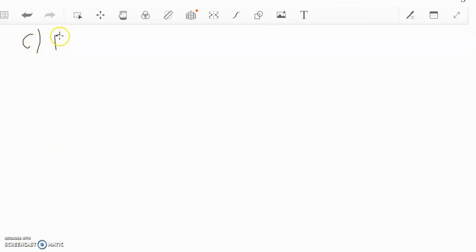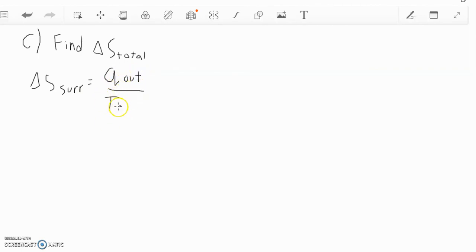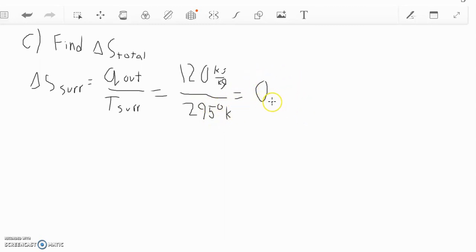All right, now in the final part, part C, we're finding the change in entropy of the whole universe, so the system plus the surroundings. First, we need to find the change in entropy of the surroundings, which is equal to Q out over temperature of the surroundings. So we have 120 kilojoules per kilogram for Q out, divided by 295 degrees Kelvin for temperature of the surroundings, which gives us an answer of 0.40678 kilojoules per kilogram Kelvin.